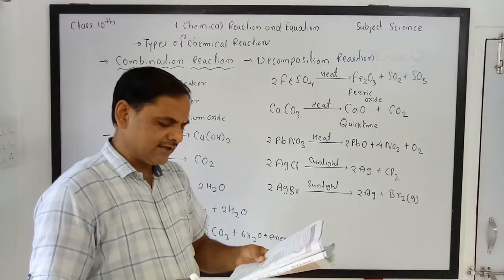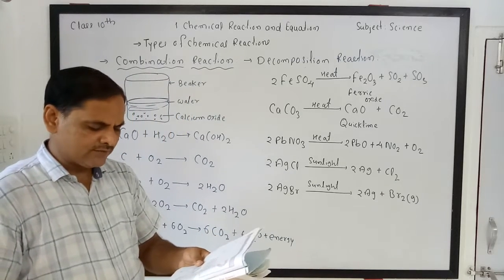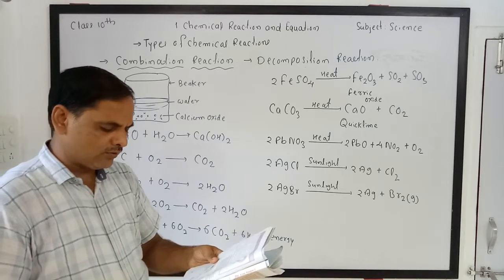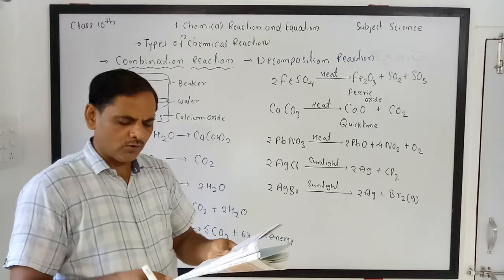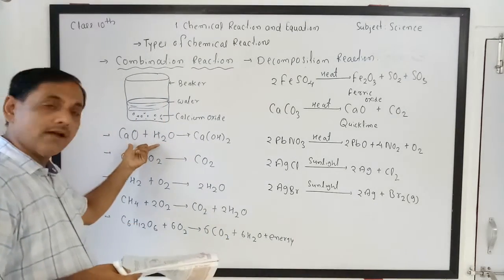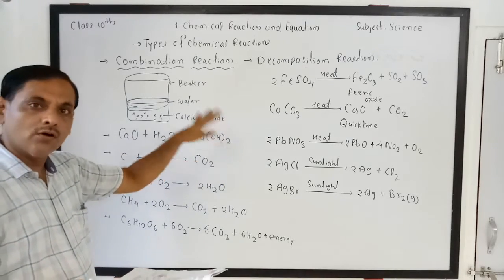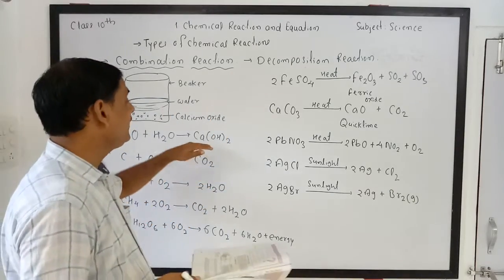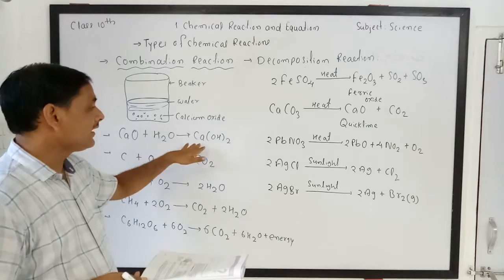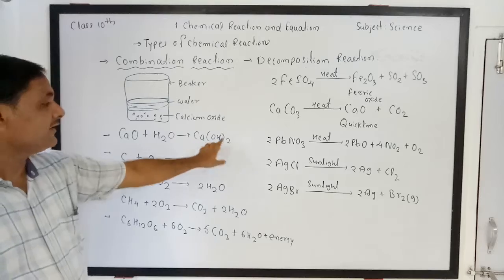In this reaction, calcium oxide and water combine to form a single product, calcium hydroxide. Such reactions in which a single product is formed from two or more reactants are known as combination reactions. Calcium oxide and water combine and react. This side is the reactant and this side is the product, as we already discussed in the last topic. Here a new product, calcium hydroxide, is produced.